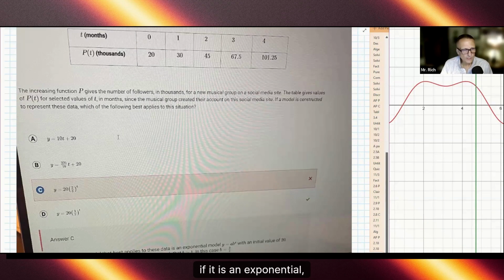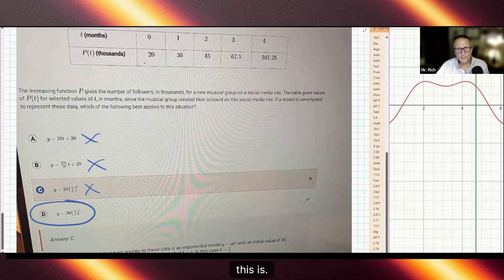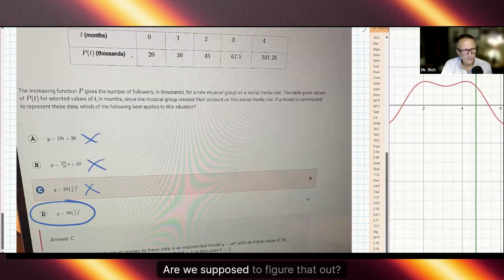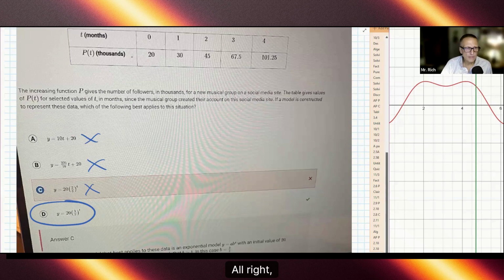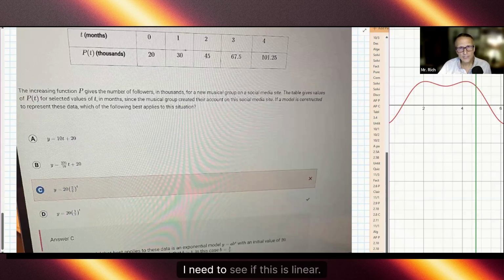Well, if it is exponential, it's got to be exponential growth. So it can't be a linear function, and it can't be exponential decay, right? So it would have to be this function, right? Well, did they tell us it's exponential? Are we supposed to figure that out? No, they just tell us it's increasing. So I can't exclude those other than the fact that I see the answer, but I don't want to exclude the linear. I need to see if this is linear.